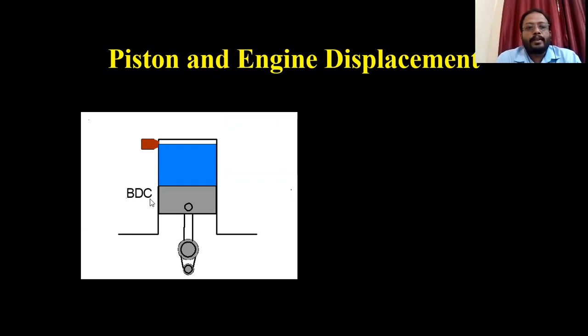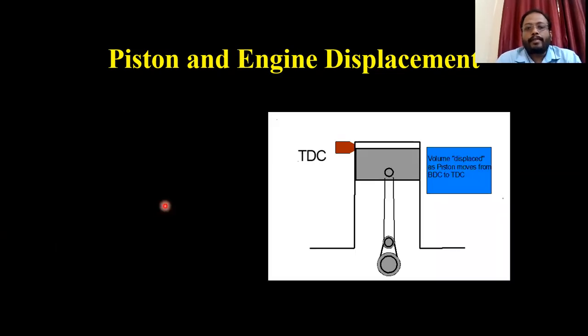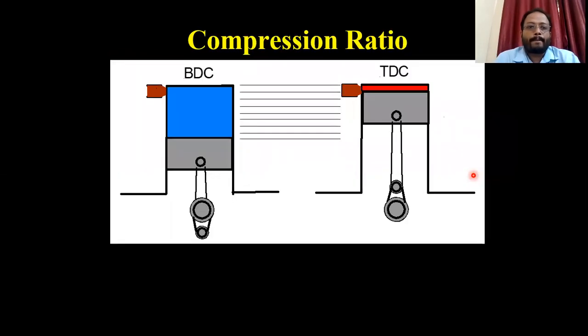So this is BDC, known as bottom dead center, where the piston comes to an end and will not move any further. In the same way there is TDC, top dead center, where the piston stops moving ahead. These are the two points between which the engine piston works. The volume displaced as the piston moves from BDC to TDC is known as the volume displaced by the piston. Now, what is a compression ratio?